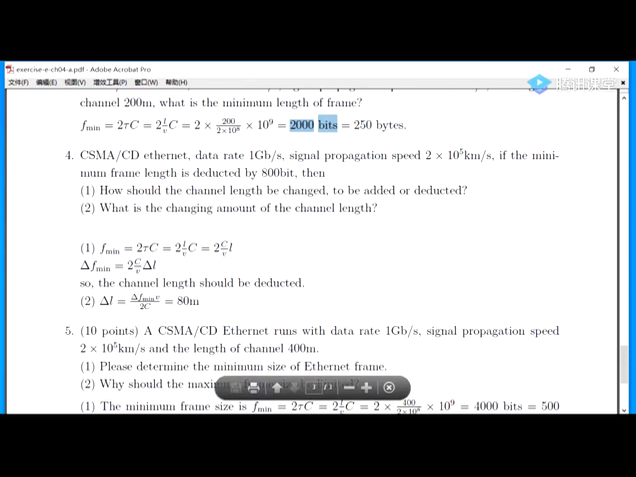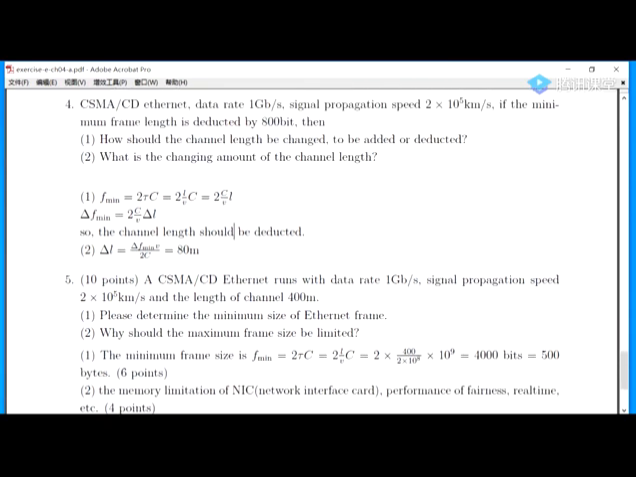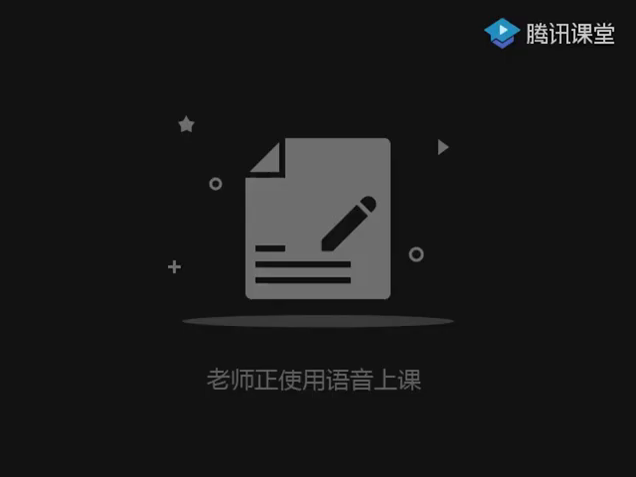Okay, questions 4 and 5, you can solve by yourself easily. It's very easy, right? You can use this equation: F min is equal to 2 tau times C, right? So I will not introduce these questions in detail. And we will begin.